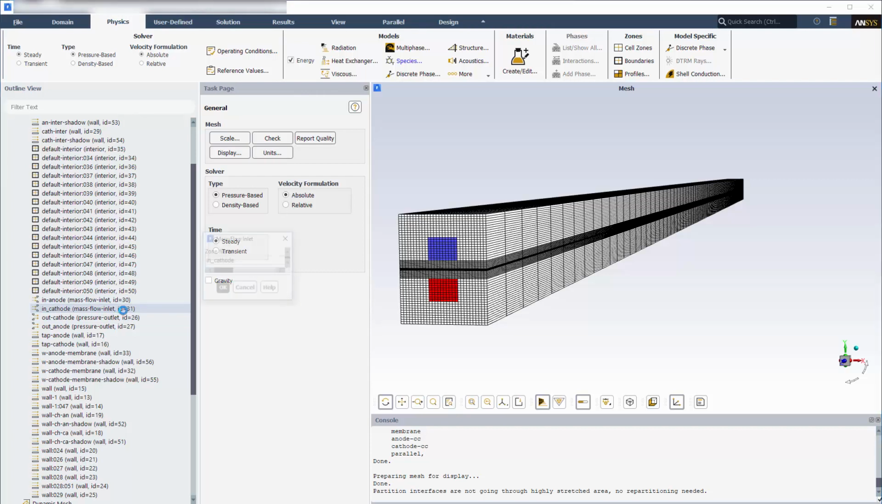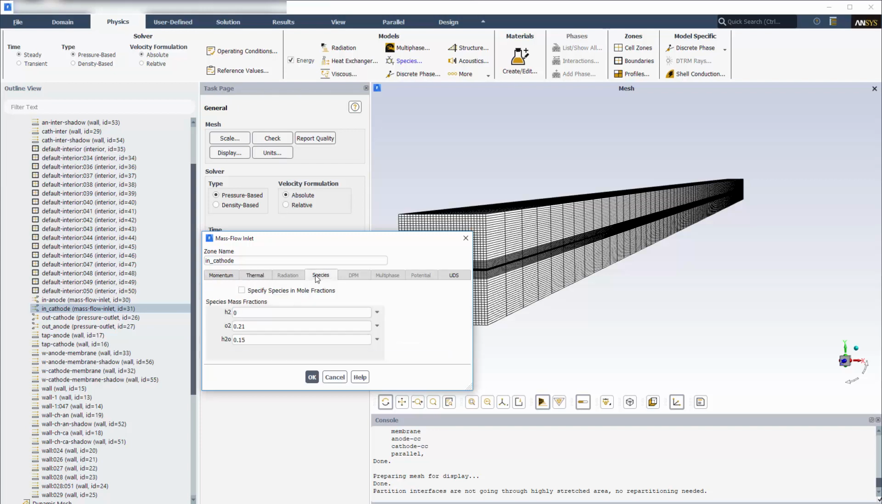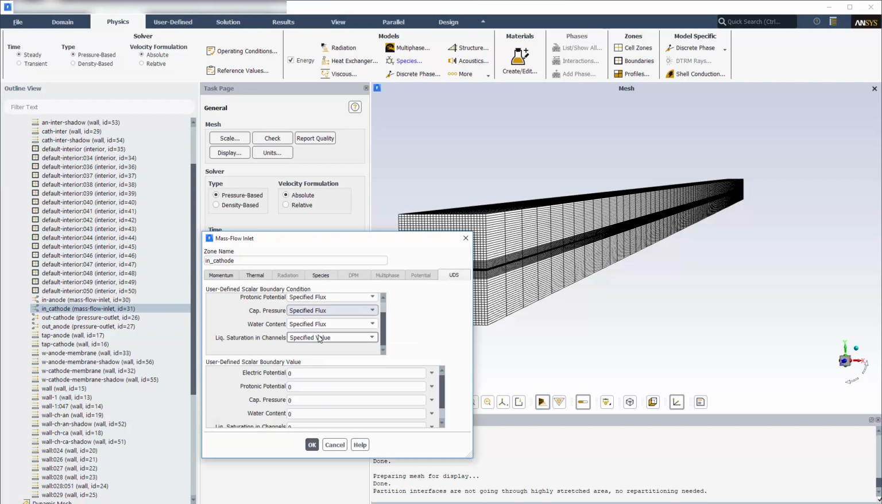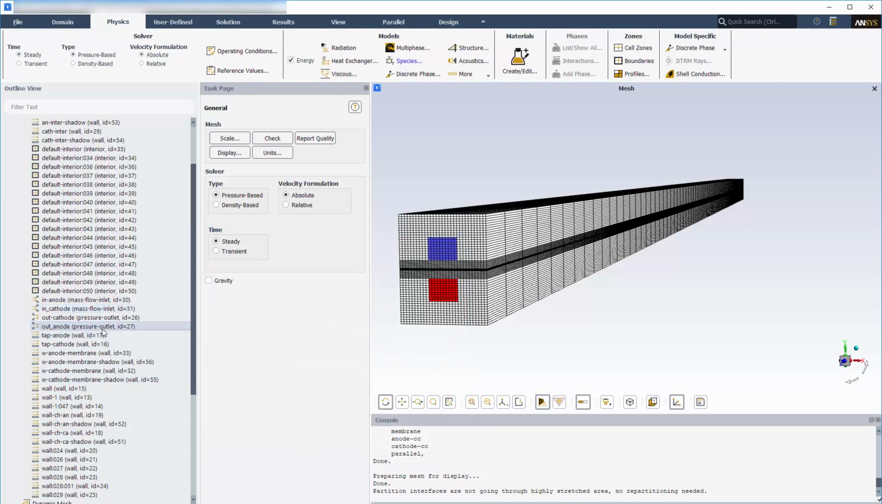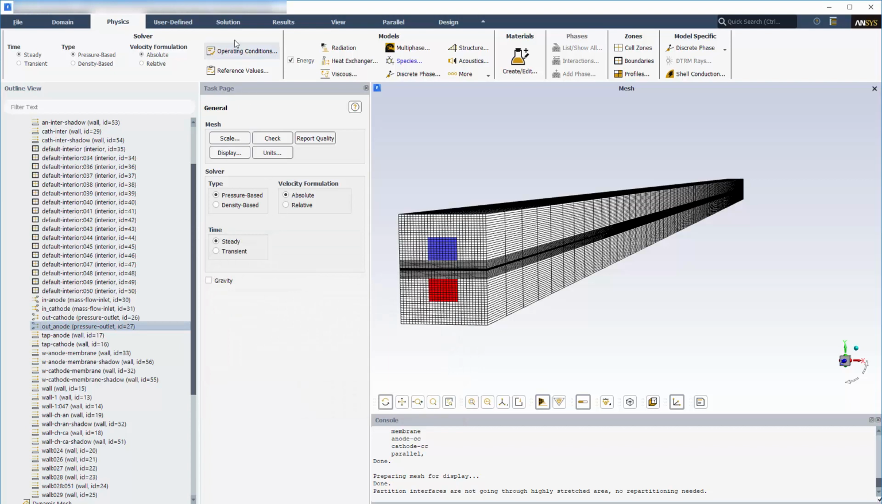The cathode gas will enter the inlet at the same direction and temperature. The gas entering here will be composed of water and oxygen with the following mass fractions. The liquid saturation is set to 0. The anode and cathode outlets were set to have gauge pressures of 0 pascals and reverse flow temperatures of 353.15 Kelvin. Now I will run the case.